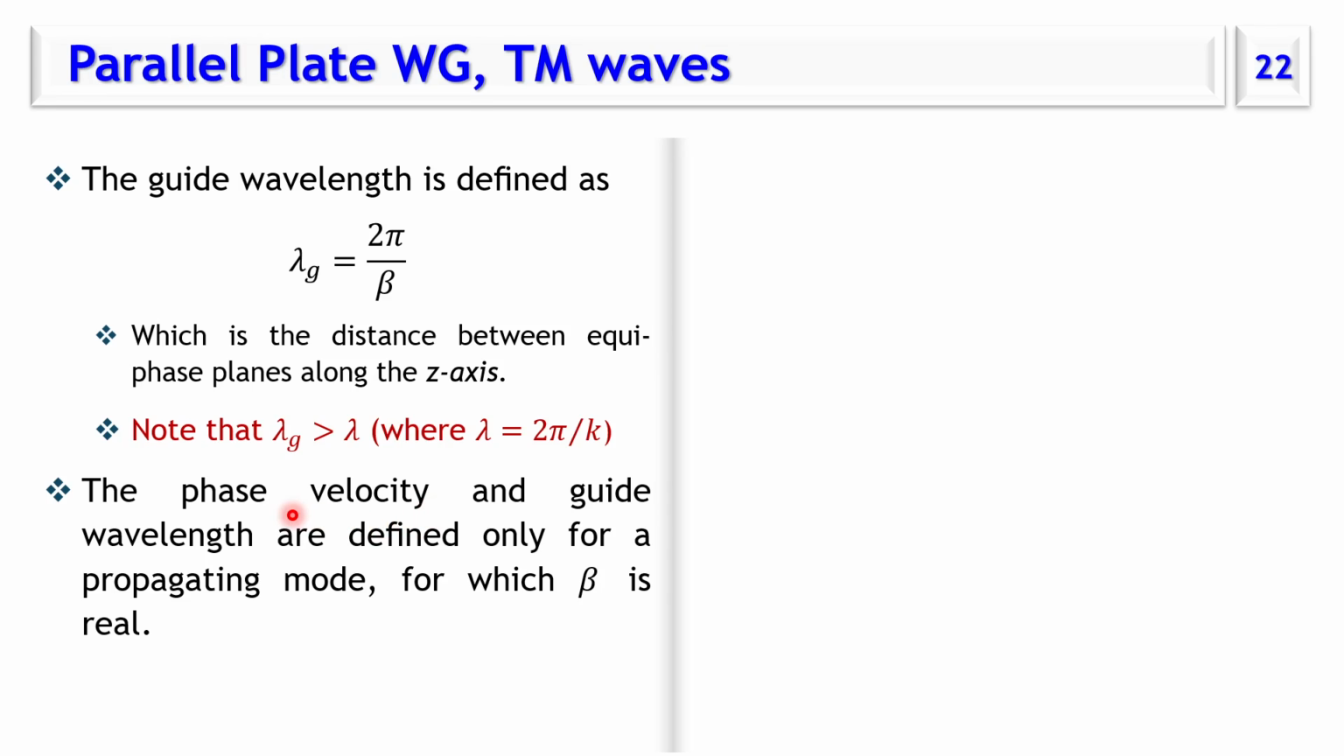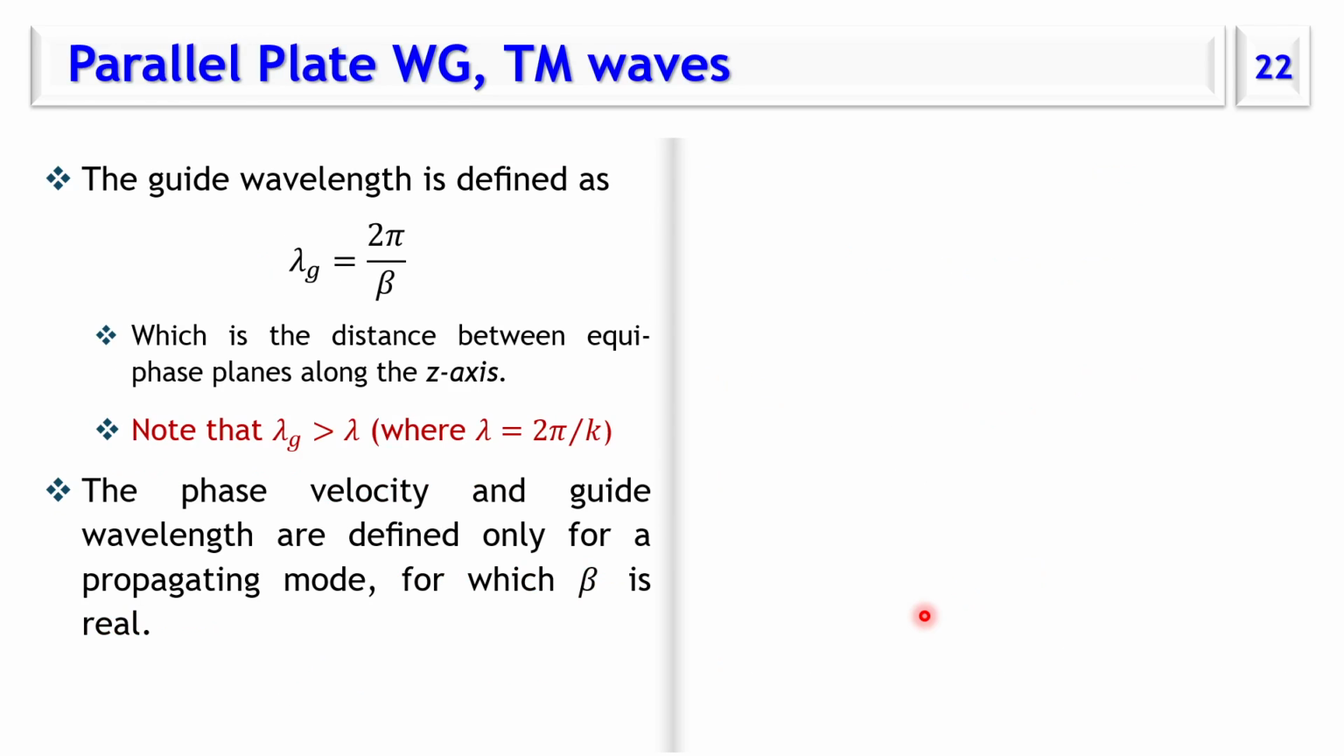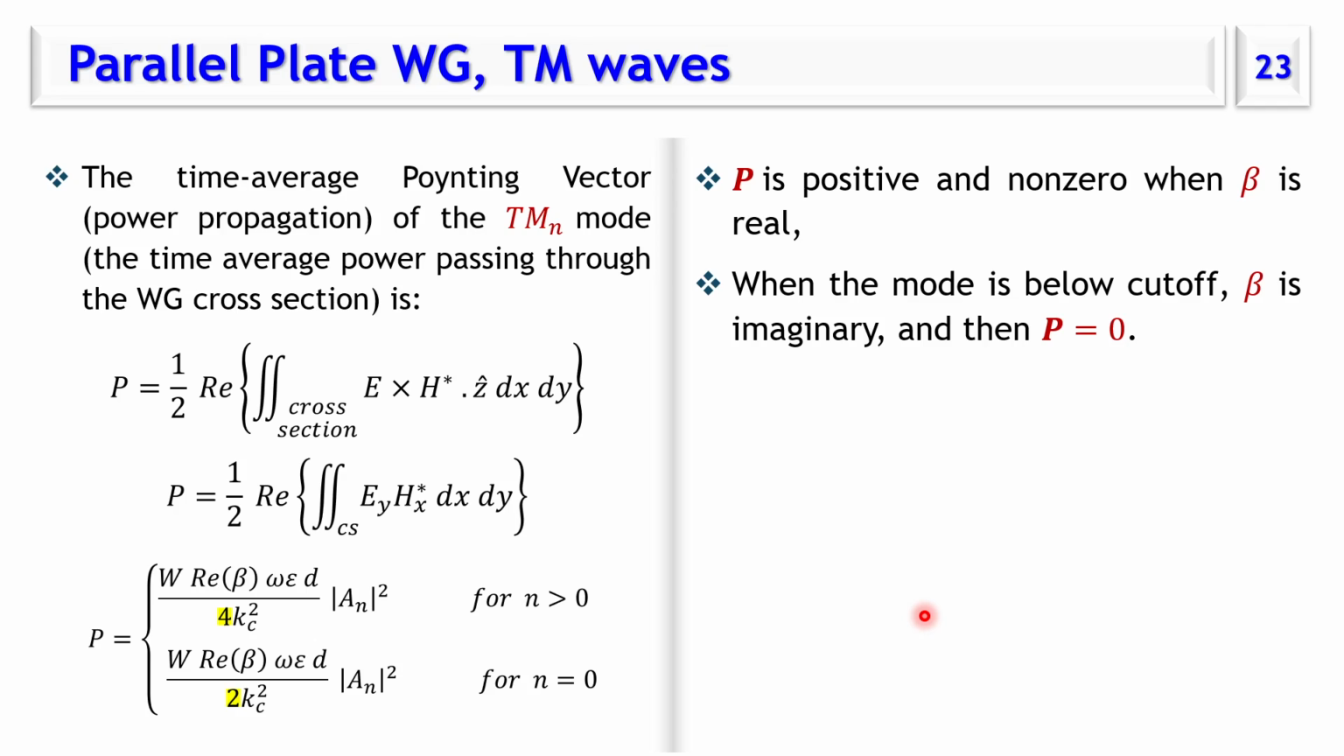Lambda g and the phase velocity, the speed of phase, doesn't have meaning for evanescent modes or non-propagating modes.